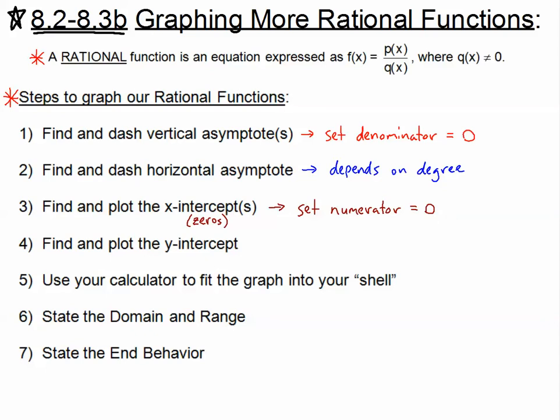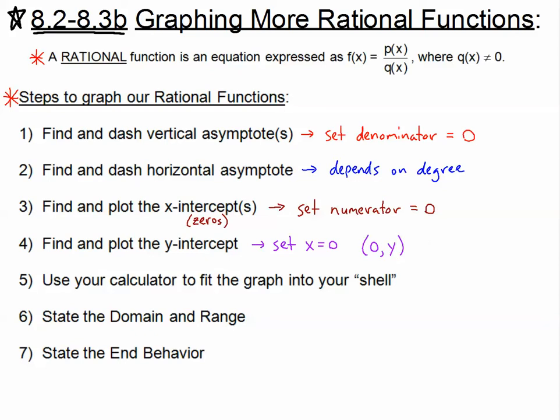Number 4, find and plot the y-intercept. The y-intercept will always be an ordered pair where x equals 0. So we're going to set x equal to 0, and we're going to have our ordered pair 0, comma, whatever the y value is when x is 0. And we can plot that. That's very helpful when we're graphing.